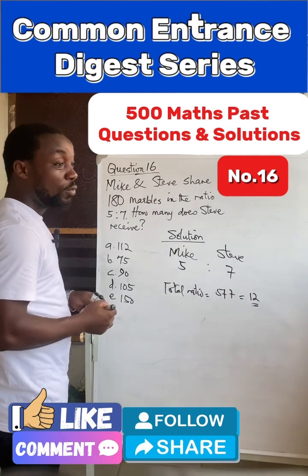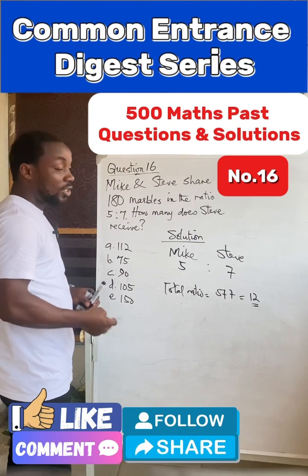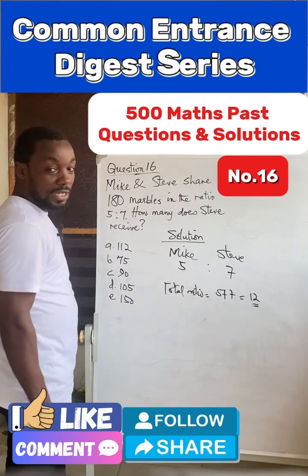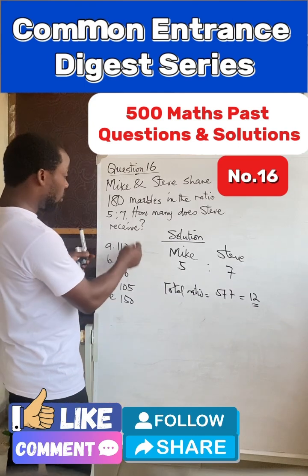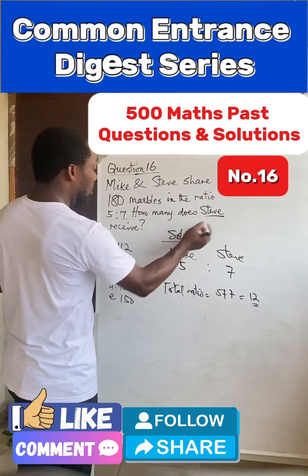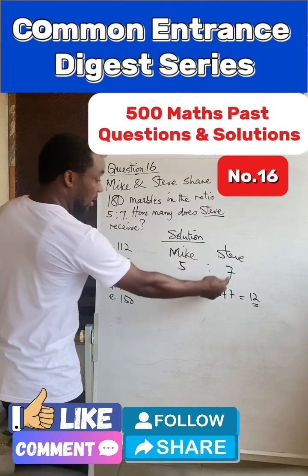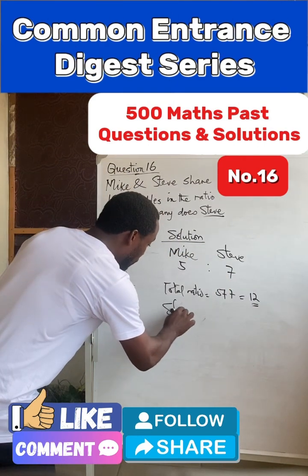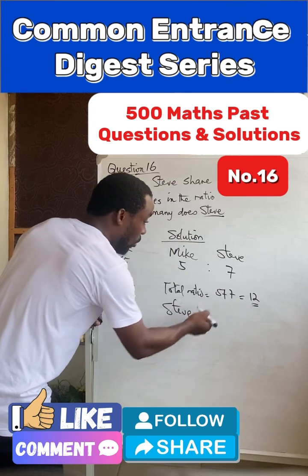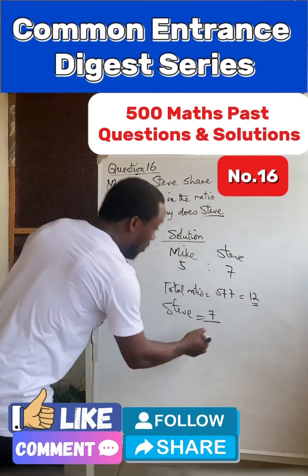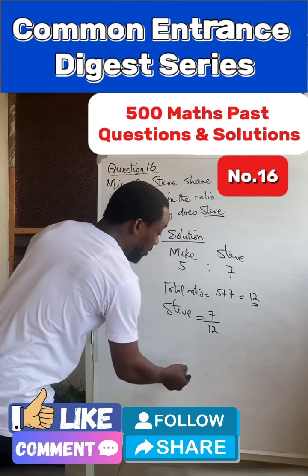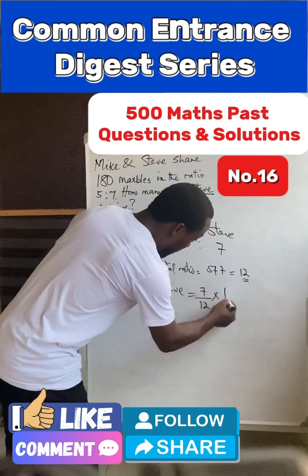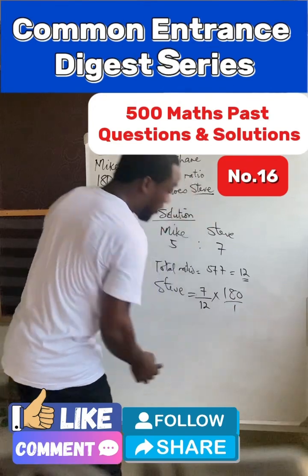Now, to determine what each person will receive, you just divide that person's ratio over the total ratio. So we are looking for Steve's share, and Steve is entitled to ratio 7. So Steve is equal to ratio 7 over the total ratio, which is 12, times the number of marbles they are sharing. That's 180 over 1.